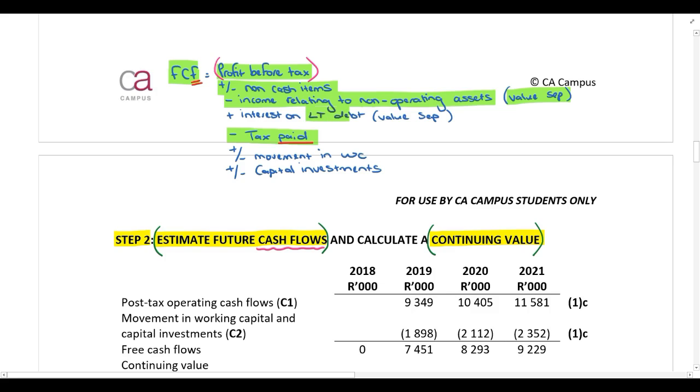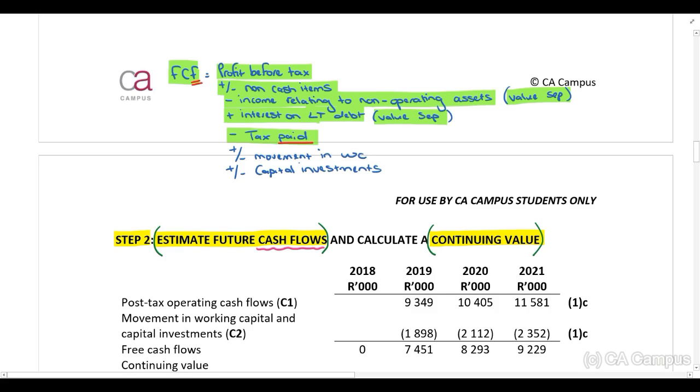Similarly, long-term debt will also be valued separately. So because it will be valued separately, included in profit before tax, you will have finance costs. You need to eliminate those finance costs, or in other words, you need to add back the interest on long-term debt. Eliminate it from profit before tax because long-term debt will be valued separately.